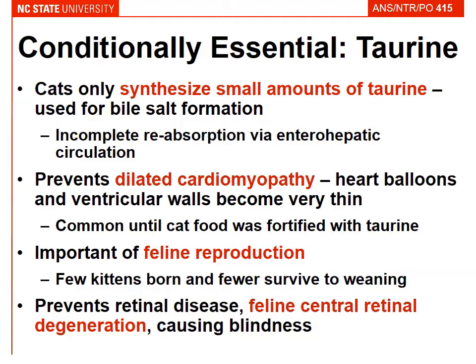In addition to being needed for adequate heart function to prevent cardiomyopathy, it's also important for reproduction. So queens, which is a sexually mature female cat, have fewer kittens born and fewer survive to weaning if they have inadequate taurine within their diet. In addition, cats will get feline central retinal degeneration, so eventually they will become blind.